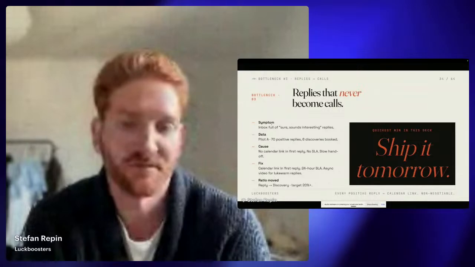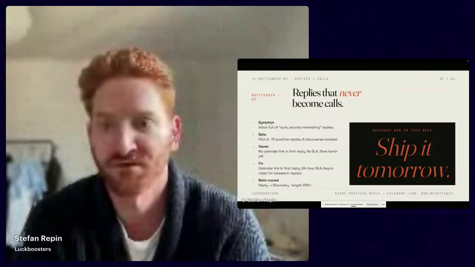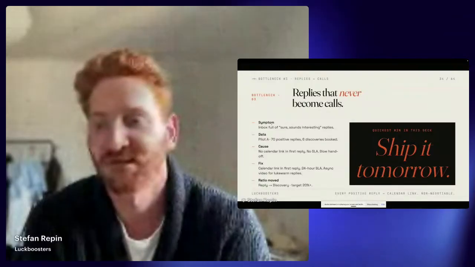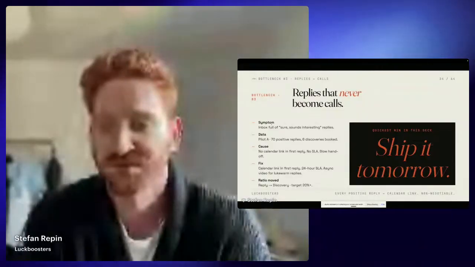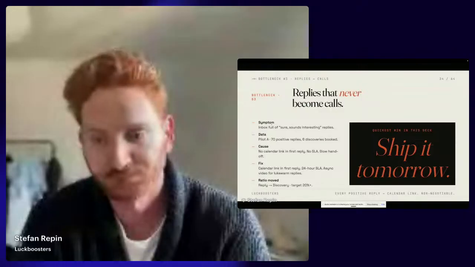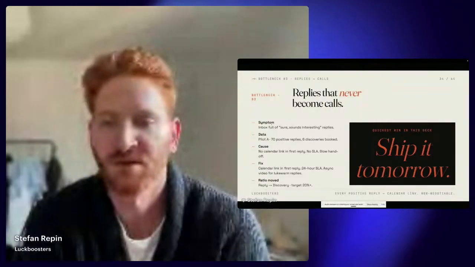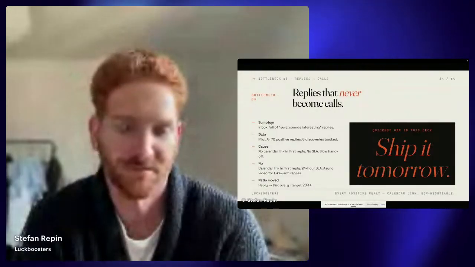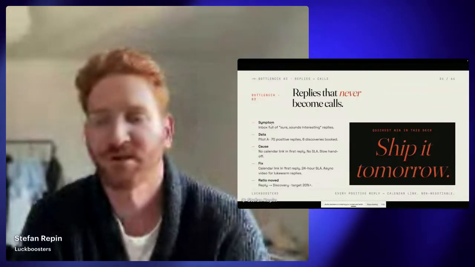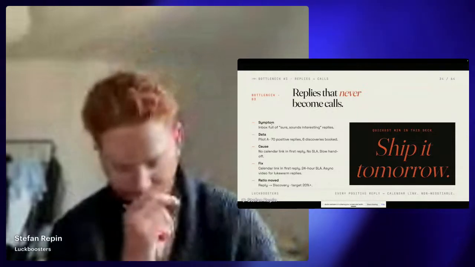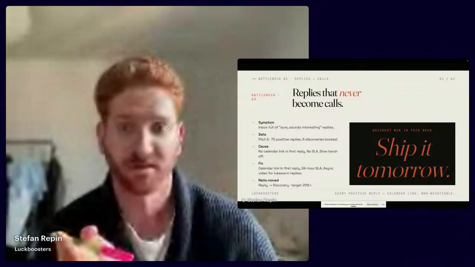No SLA, slow handoff in between your team and probably the next team. That would be, I would say, pre-sale, if you have a pre-sale team, or solution engineers. The fix: put a calendar link in your first reply, SLA 24 hours, async video for lukewarm replies. So use video, okay? Ratio moved from reply to discovery. The target is 20% plus. Quick win in this deck, ship it tomorrow. Be as fast as possible.